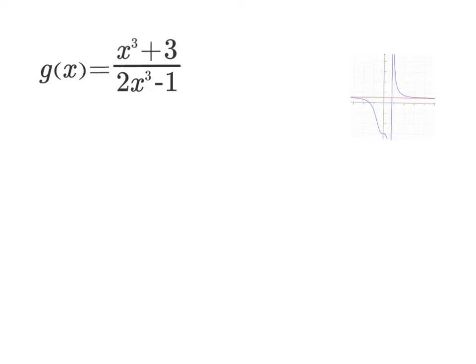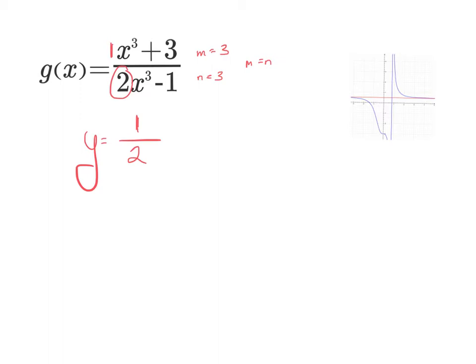So here is our second case. We're looking at a new function g of x. The degree of the numerator is 3, and the degree of the denominator is 3. Now here's a situation where the degrees are equal. When that happens, the horizontal asymptote is going to be the ratio of the leading coefficients. So the leading coefficient in the numerator is 1, and in the denominator the leading coefficient is 2. So we should have a horizontal asymptote at y equals 1/2.